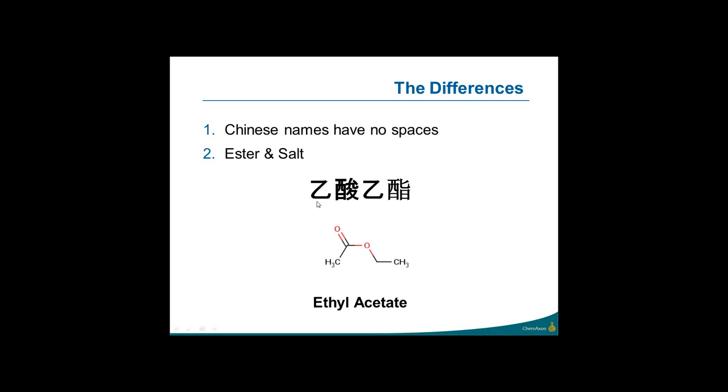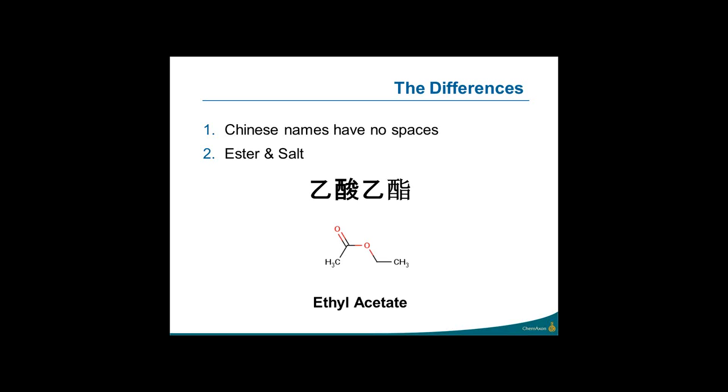This is the Chinese name of ethyl acetate. For the English name, there's a space in between, indicating this part is the ethanol and this part is the acetate. But for Chinese, there's nothing in between. They're all equally separated. For Chinese people, we are trained since elementary school to put a mental space in between. But for people who don't speak Chinese, or for a computer program, it's difficult to do that.